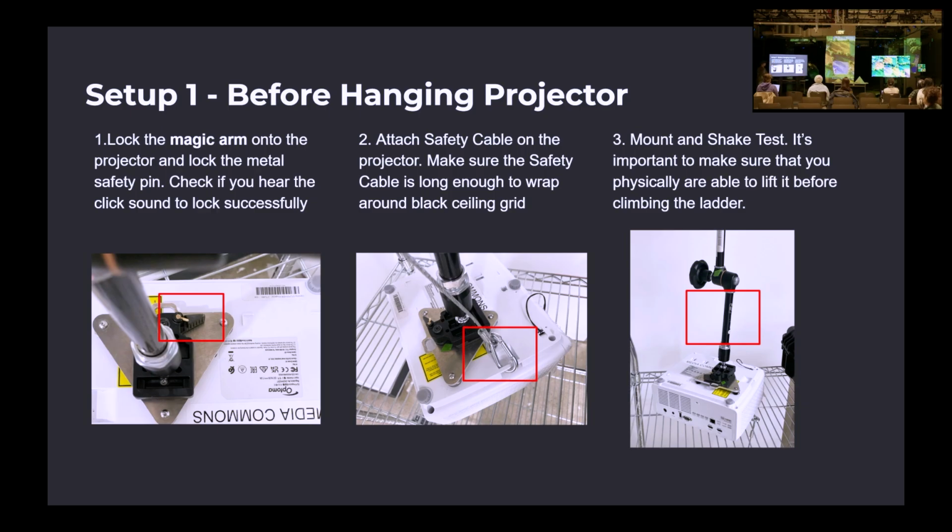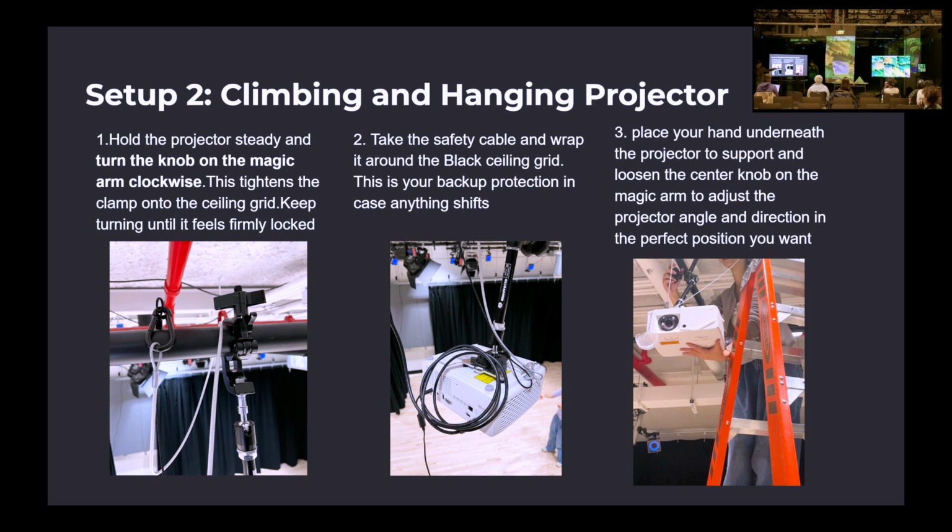So when you go in, ideally you have 2 people and you want to set up a ladder to sort of go up and set it up. First thing you want to do is get like the main arm and attach that to the grid. And once that's sort of tightened up, you want to attach the safety cable you just put on, just to make sure it's all secure.